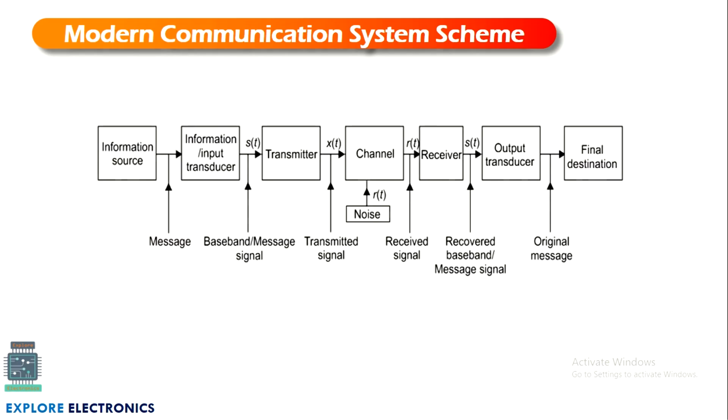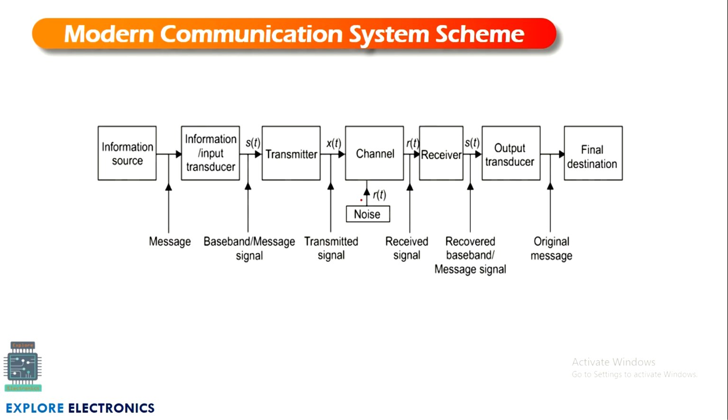The modern communication system scheme we have seen in the previous video, where we will be having an information source that will be called as message. Then the information source will be having a message that needs to be converted into an electrical quantity. So we need an input transducer that will give a baseband or message signal. That will be given to the transmitter. This transmitter will be having a modulator or encoder, we can say. The output of the transmitter will be a transmitted signal and that will be given to the channel or medium.